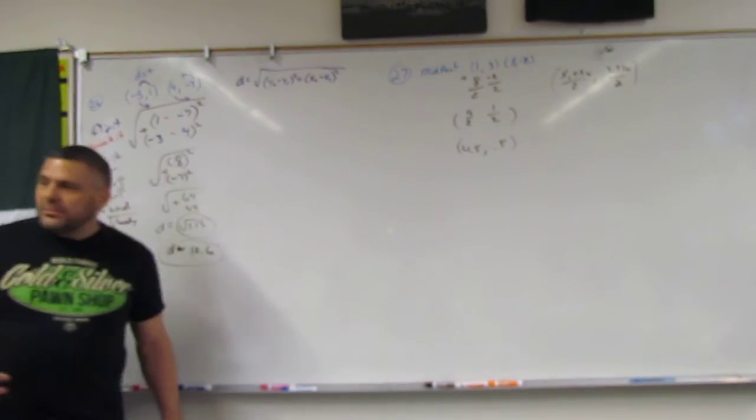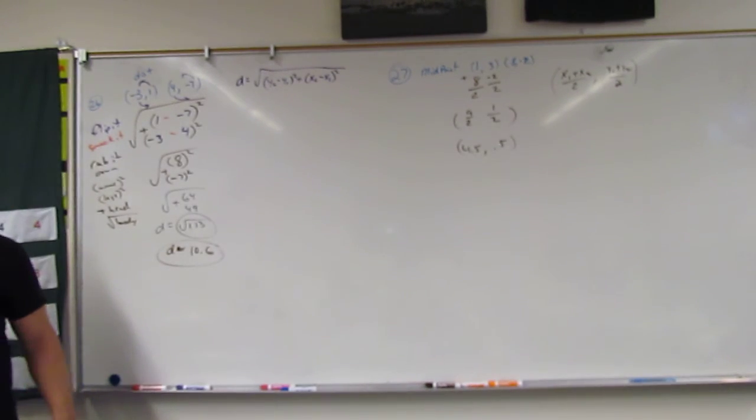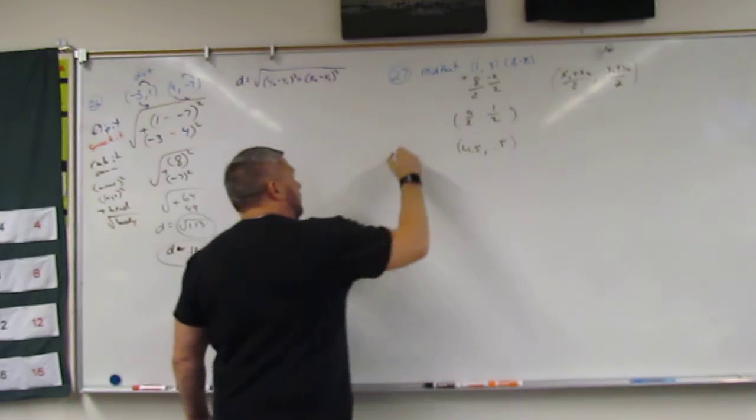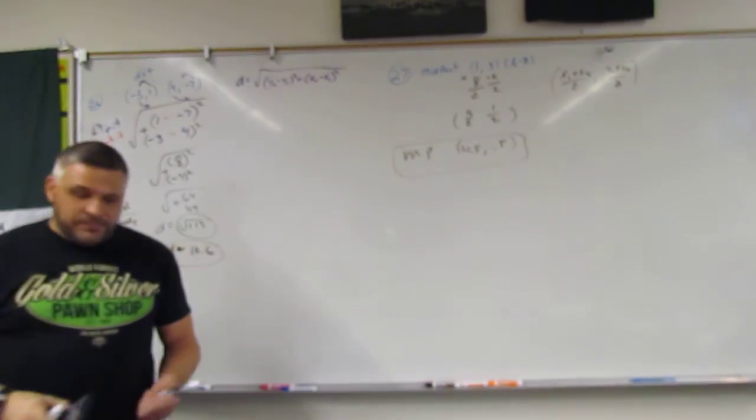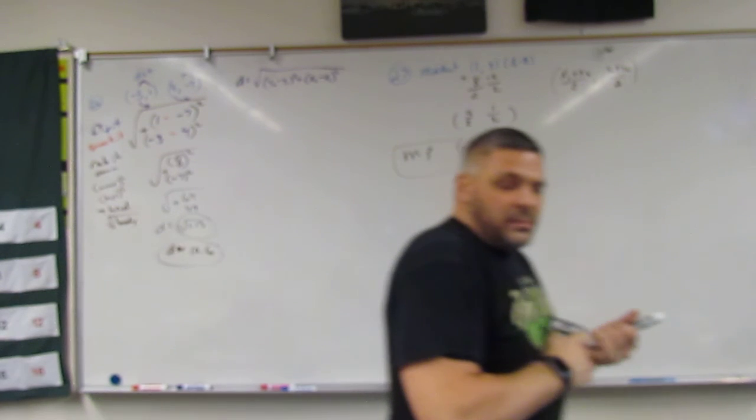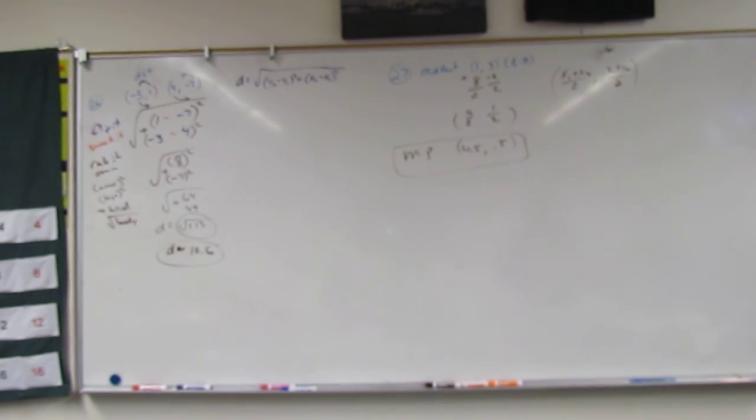4.5 and 1/2. And there you go. There's your midpoint. And that was super easy. That's it? Mm-hmm. How we doing? Is that okay?